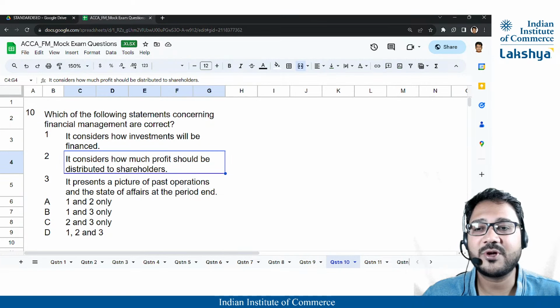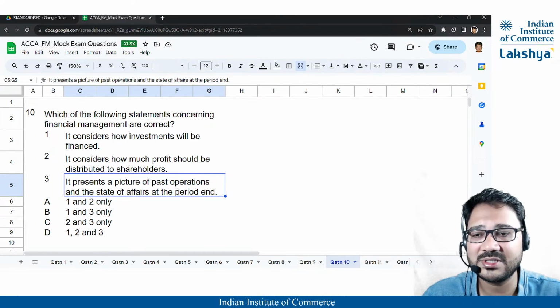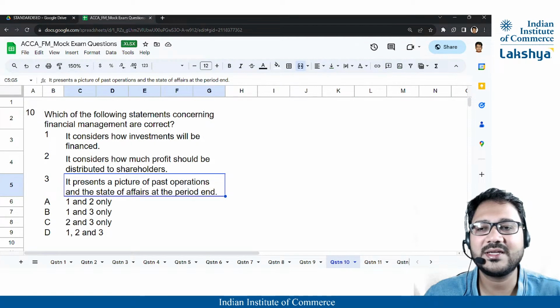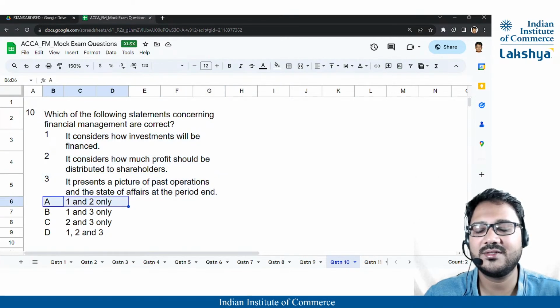It considers how much profit should be distributed to shareholders. So dividend policy is also a chapter in FM. However, all this is financial reporting or accountancy, so this is incorrect. So statements 1 and 2, yes, A is correct.